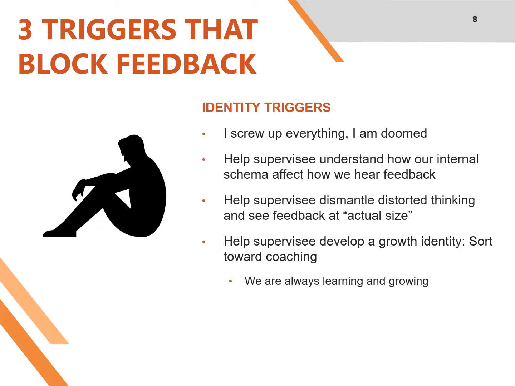The third kind of trigger that may block the feedback process is identity triggers. Identity triggers refer to a situation when critical feedback is offered, and the supervisee, instead of focusing on the content of the feedback, takes the feedback as being about their own identity.